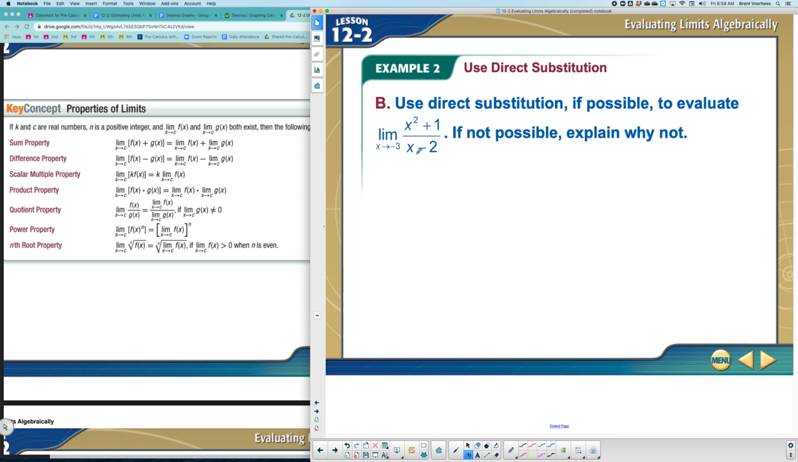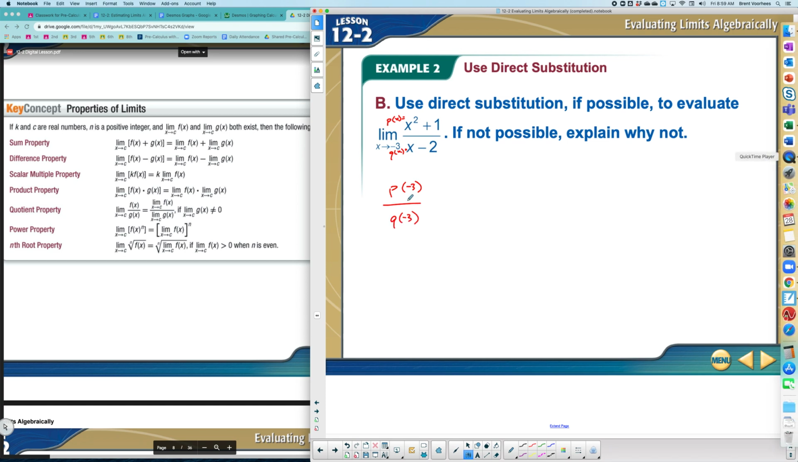So now this is a rational function. So I will kind of use, in one regard, the quotient property, which means I'm going to solve this, or we could call this right here p of x, and this q of x. And so basically what I want to try to find is p of negative 3, and then I'm going to divide that by q of negative 3. So let's see what these are equal to.